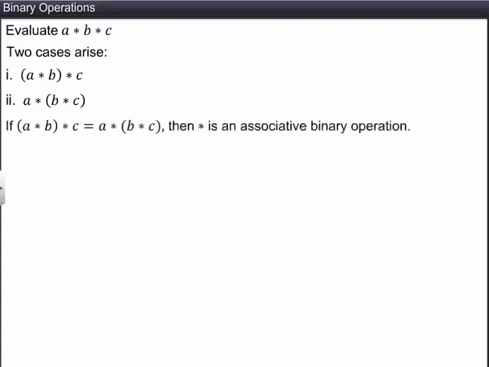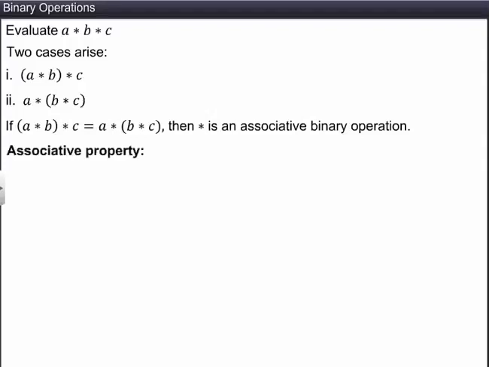Now, what if we have to associate 3 elements of a set under a binary operation star? In such situations, 2 cases arise. The first is that we can associate the first 2 terms and then associate the result to the third term. The second case is that we can associate the last 2 terms and then associate the result to the first term. If the result in both the cases is equal, then star is said to be an associative binary operation.